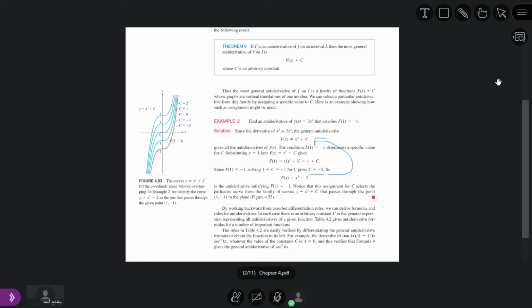Now I put it here. So our answer is f of x is equal to x power 3 minus 2. Now a little bit of change. Now here, in place of this, suppose f of 1 is equal to 2. Now what will be the value of c?